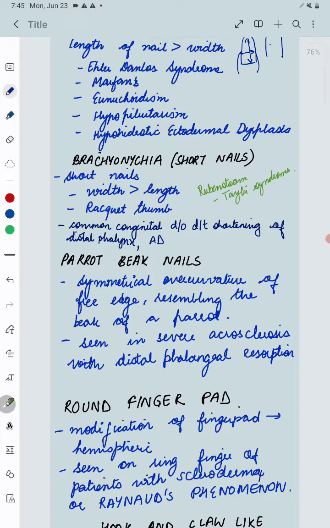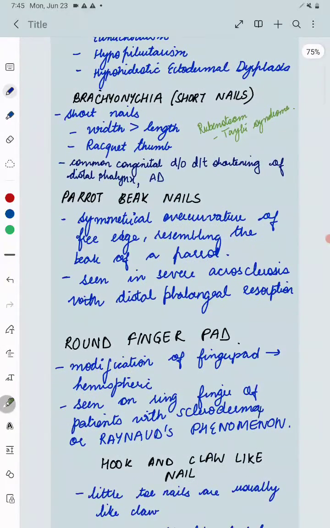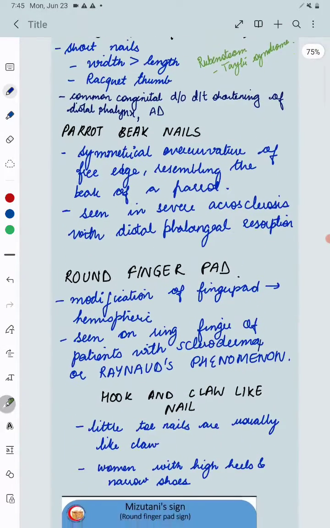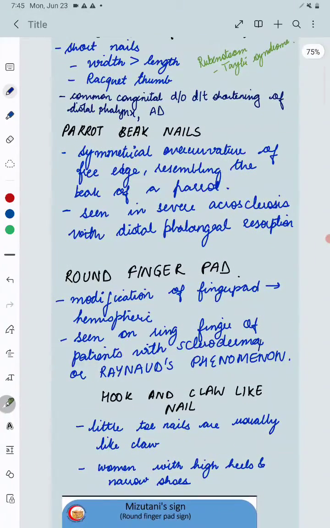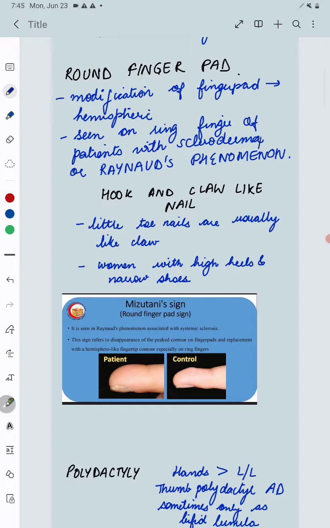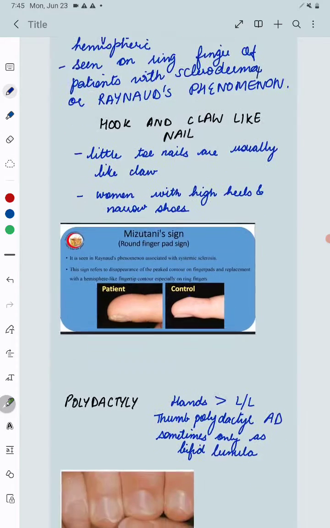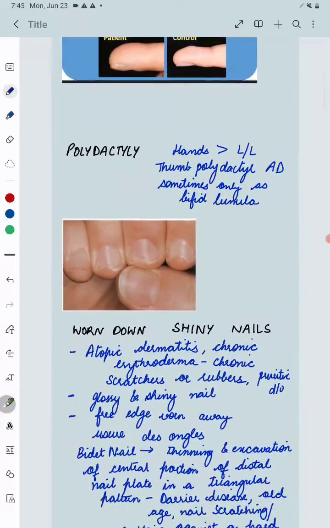Brachyonychia is when the width is more. So suppose this width becomes more, then it is called brachyonychia. It is called racket thumb. It is an autosomal dominant disorder. Parrot beaking is seen in systemic sclerosis. Round finger pad. Now usually the finger pad is not very round. It has a triangular shape to it. But when it becomes round, then it is called Mitozani's sign and it is seen with systemic sclerosis.